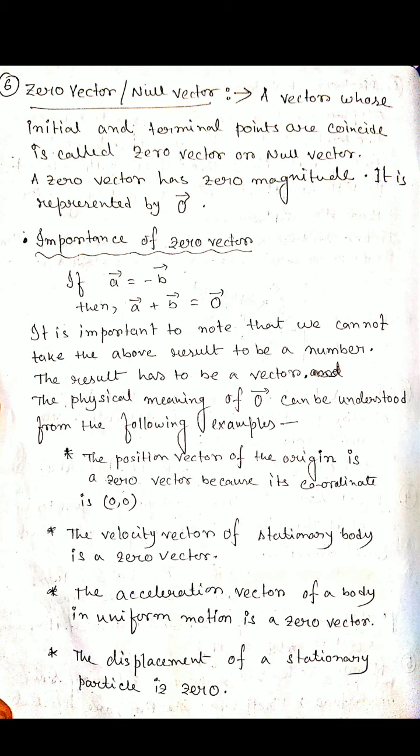A zero vector has magnitude 0. It is represented by 0 with an arrow sign over it.